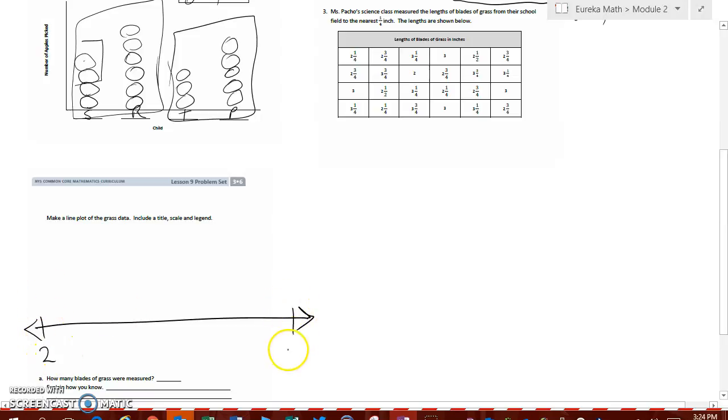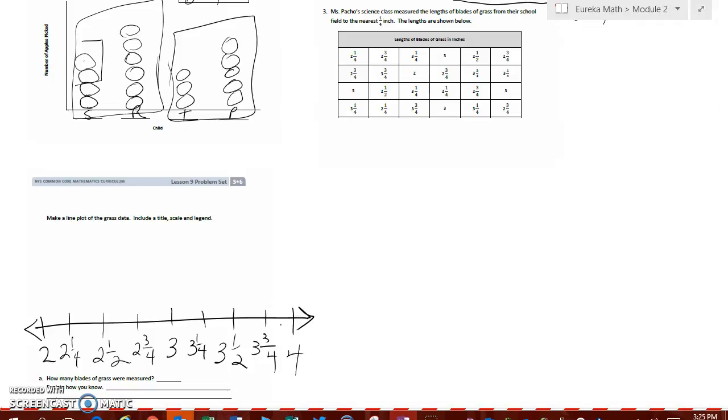I'm going to end it at 4. So 3 is in between. So this is going to be 2.5. This is 3.5. And then we've got our quarters in between. Okay, this is 2 1/4, 2 3/4, 3 1/4, 3 3/4. And if you need to pause it to finish writing yours in, go ahead and do that.